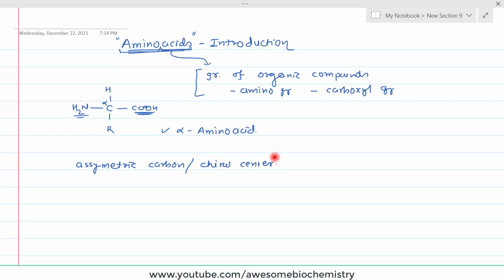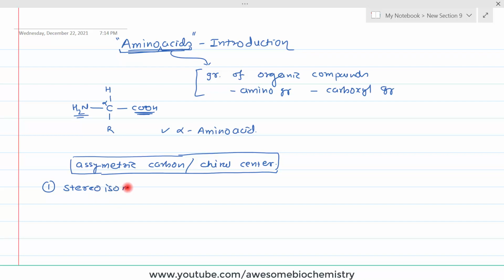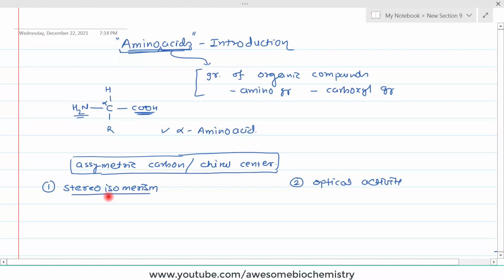And earlier in the chemistry of carbohydrates, we had seen that whenever there is an asymmetric carbon or chiral center, two important properties occur. One is stereoisomerism, and second is optical activity. Now, what is stereoisomerism? Stereoisomerism means two mirror images are possible. One is the D form, the other is the L form. For example, alanine can occur in two forms, D-alanine and L-alanine.